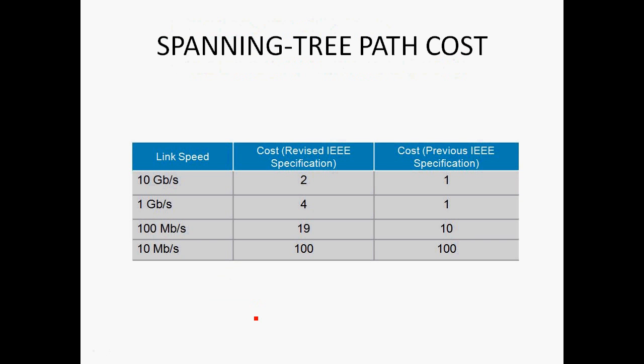Spanning tree path cost. Depending on the path, we can also block that port. If the speed is 10 gigabits per second, the cost in the IEEE specification is 2. Previously it was 1, at present it is 2. 1 gigabit per second means the path cost is 4, previously 1. 100 megabits per second is 19, previously 10. 10 megabits per second is 100, previously 100.